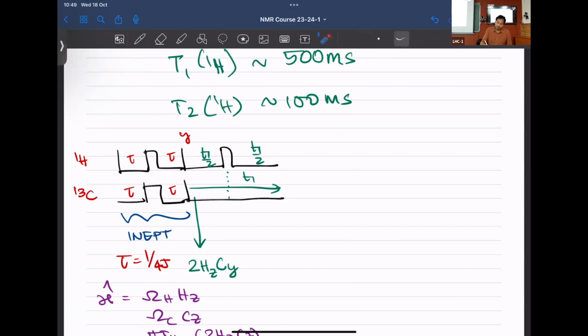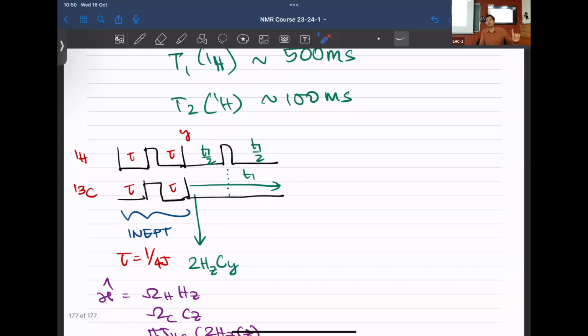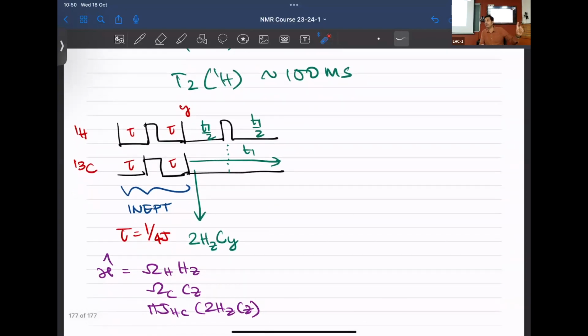What are we doing here? Only if you applied simultaneous 180s on both the channels, scalar coupling would evolve. This we learned when we learned the spin echo. If you end up applying the 180 on only one channel and not on the other channel, scalar coupling will not evolve. So very simply, what we have done is to kill the scalar coupling evolution between proton and carbon, and the proton chemical shift will anyway not evolve because it commutes. Therefore, the only term that will evolve during this period is the carbon chemical shift.